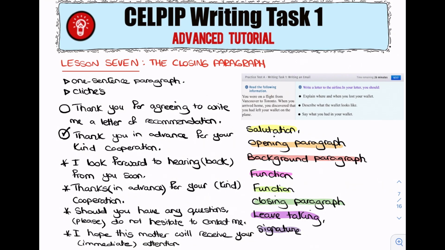Other examples, which I'm not going to write, but I'm just going to go over them with you, are, "I trust this matter will be dealt with soon." Once again, "I trust this matter will be dealt with soon." Or you could say something like, "Please accept my apologies for any inconvenience caused." And if you're writing an informal letter, your closing can be something like, "Hope to see you soon."